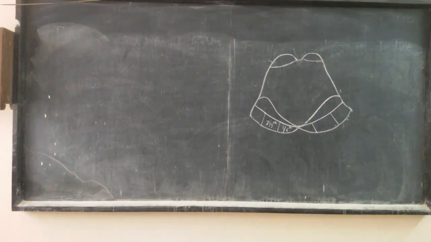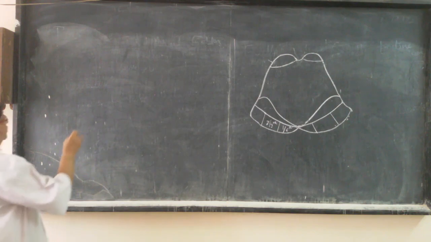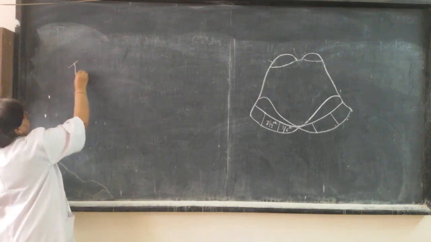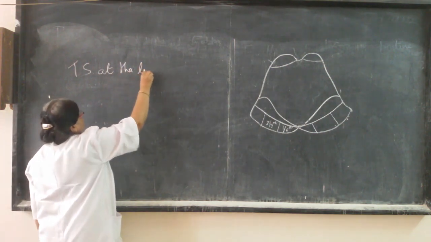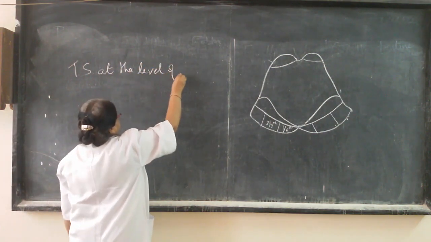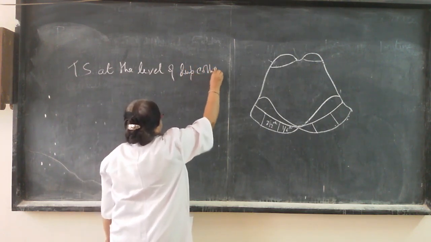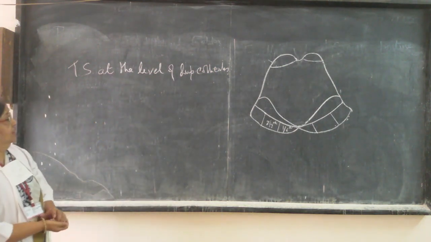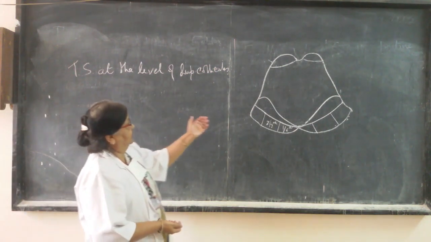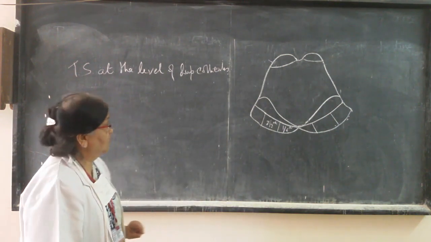Now, the transverse section of the midbrain at the level of the superior colliculus. At this level, the structures of the crus cerebri and substantia nigra remain the same.